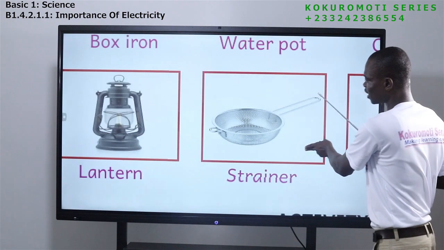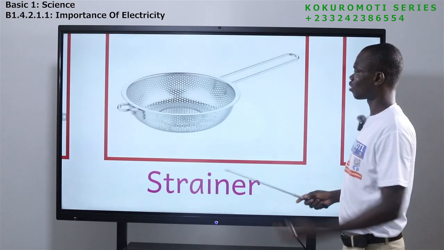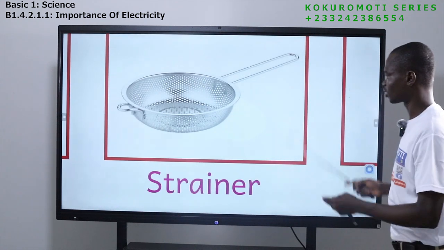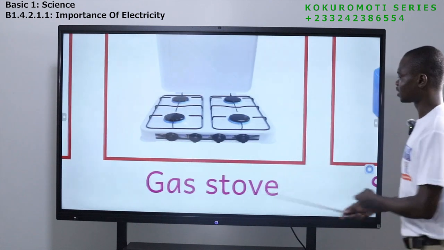There is another one here. This is called what? Strainer. We use it to what? Separate items. Okay, so if you have a mixture and you want to separate it, you use this to separate it. This is gas stove.